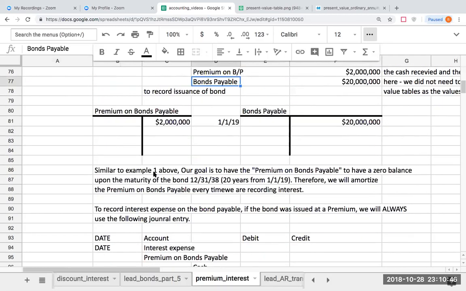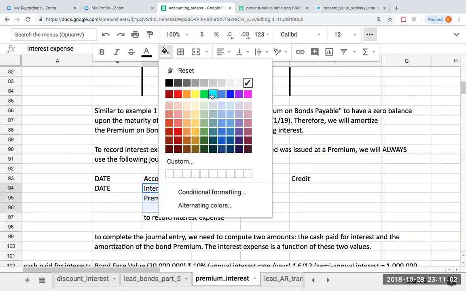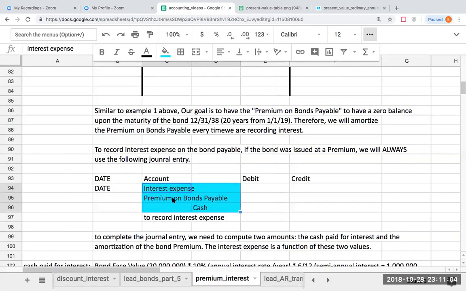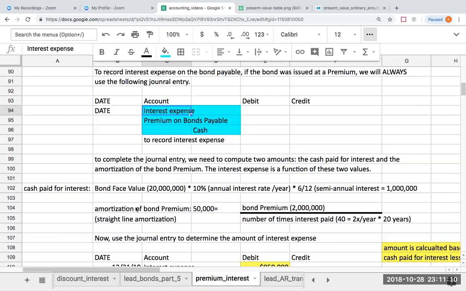So similar to example one above, our goal is to have this premium on bonds payable ultimately be zero when it matures. So the journal entry for interest doesn't change. Remember, this is the same thing we've always been doing: crediting cash, debiting premium on bonds payable, and then debiting interest expense. So the first part here is, what is the cash going to be paid for interest?